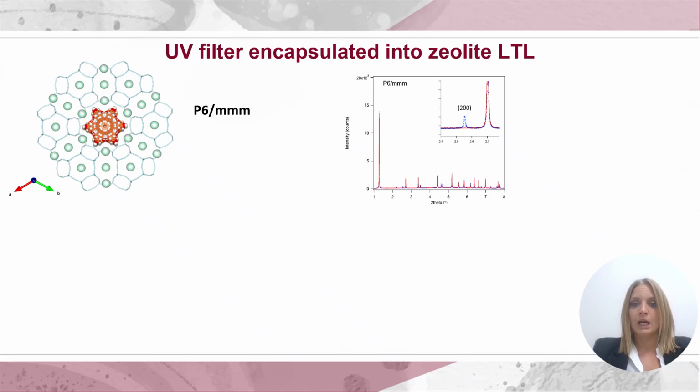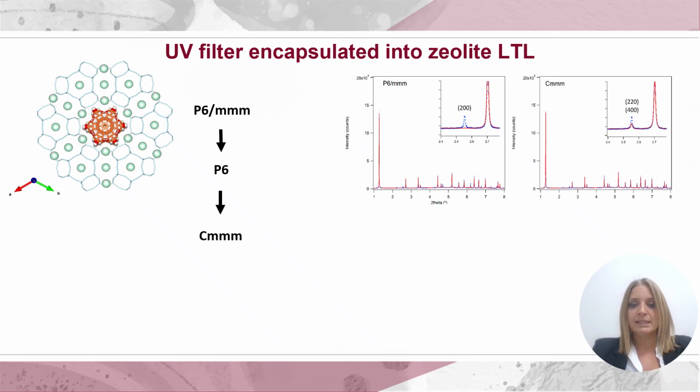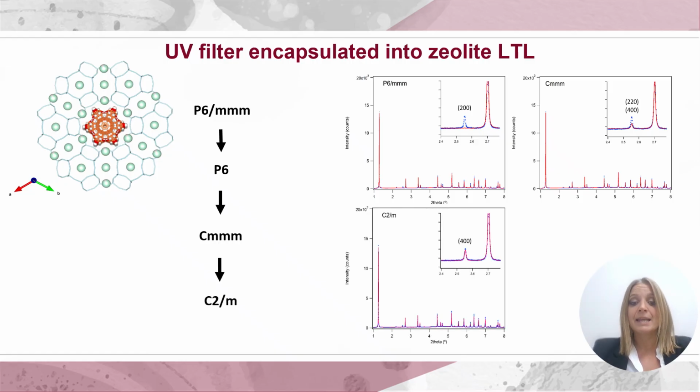So we tried to reduce the symmetry of our zeolite, because it's possible that the presence of the molecule also influences the symmetry of the whole system. We tried different space groups. We tried the orthorhombic, then reduced the symmetry again, and in the end we were able to understand that our hybrid material could be described with a monoclinic system.